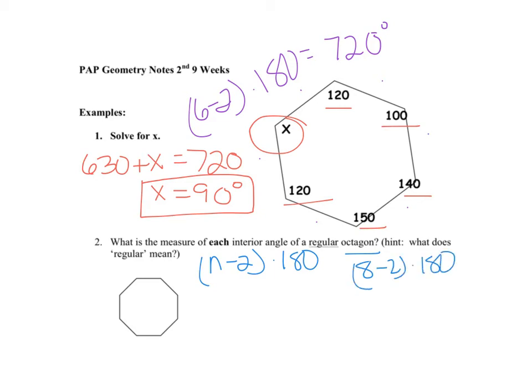If we wanted each angle measure, what we would do is find the sum and then divide by the number of sides. The sum here is 1080, and we're going to divide it by 8 because there's 8 sides and there's 8 angles. And then we'll find that we have 135 degrees for each angle inside of the octagon, if it is regular.